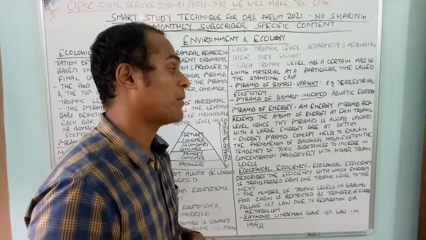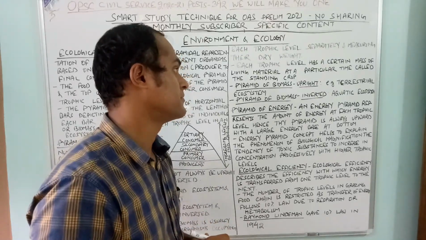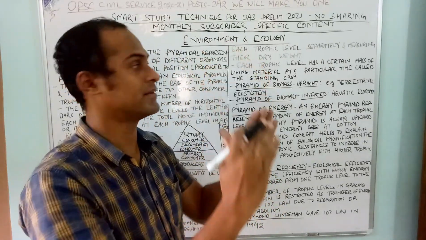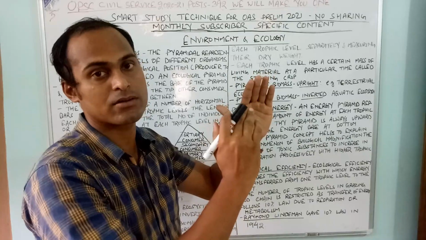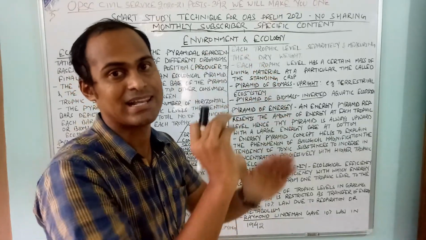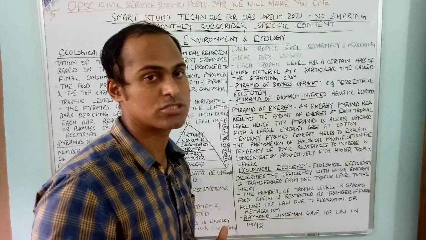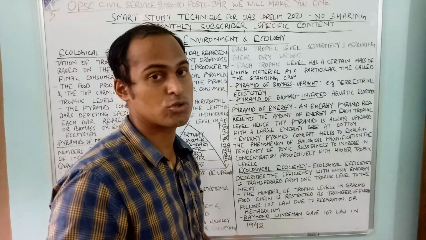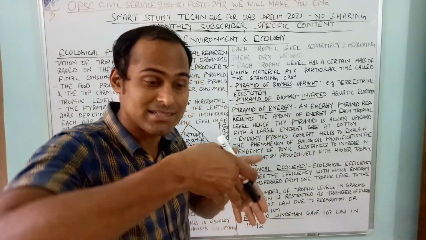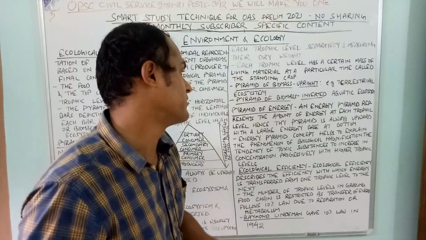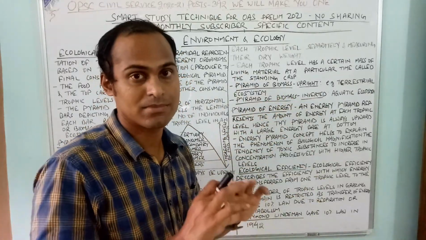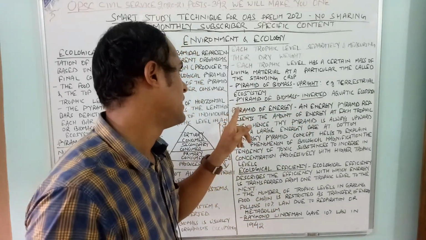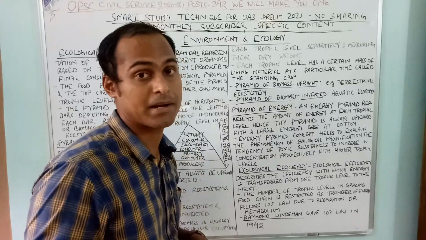Then the pyramid of biomass is upright in the terrestrial ecosystem. What happens in the terrestrial ecosystem? There is always a decrease in the biomass, and slowly it goes to the top, which has very little. So the terrestrial ecosystem is always upright. Then pyramid of biomass inverted: aquatic ecosystem. Aquatic ecosystem is inverted, always inverted. You remember, aquatic ecosystem is always inverted in the pyramid of biomass.